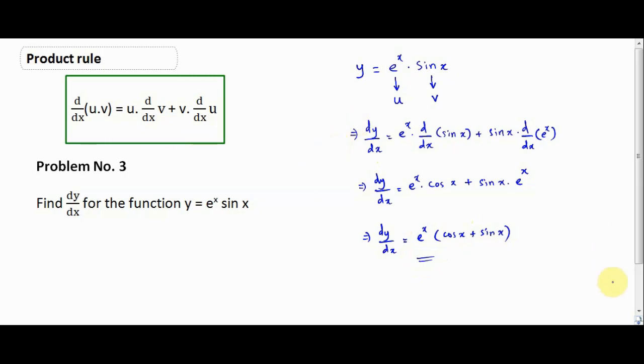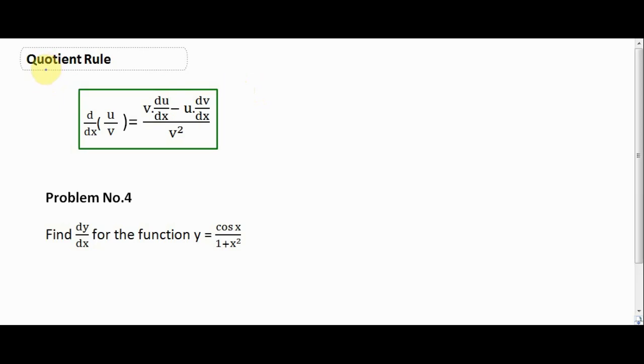Now let's discuss the quotient rule in differentiation. Suppose we have two functions u and v defined on the variable x. Then d by dx of u by v will be equal to v into du by dx minus u into dv by dx, divided by v square. So this is what the quotient rule says. If the given function is in the form of a ratio of two functions, then we may make use of the quotient rule to find the derivative.